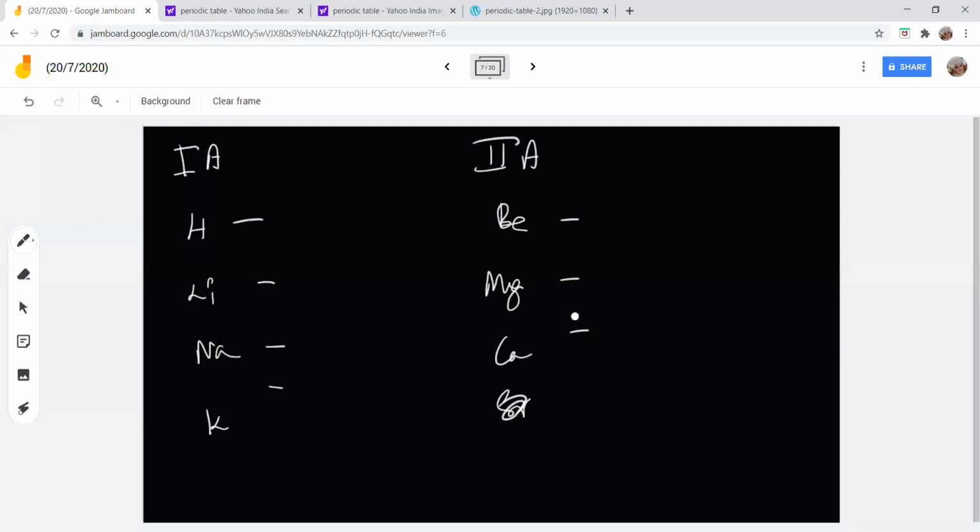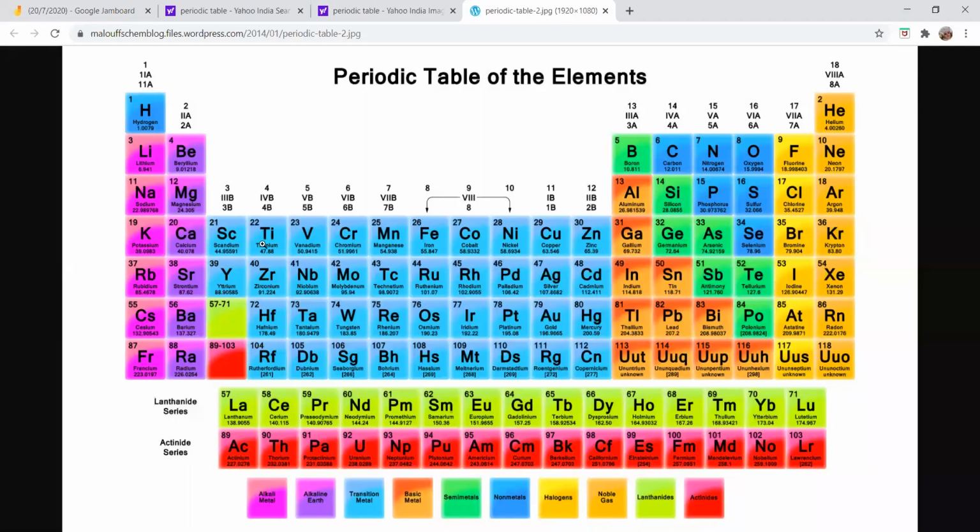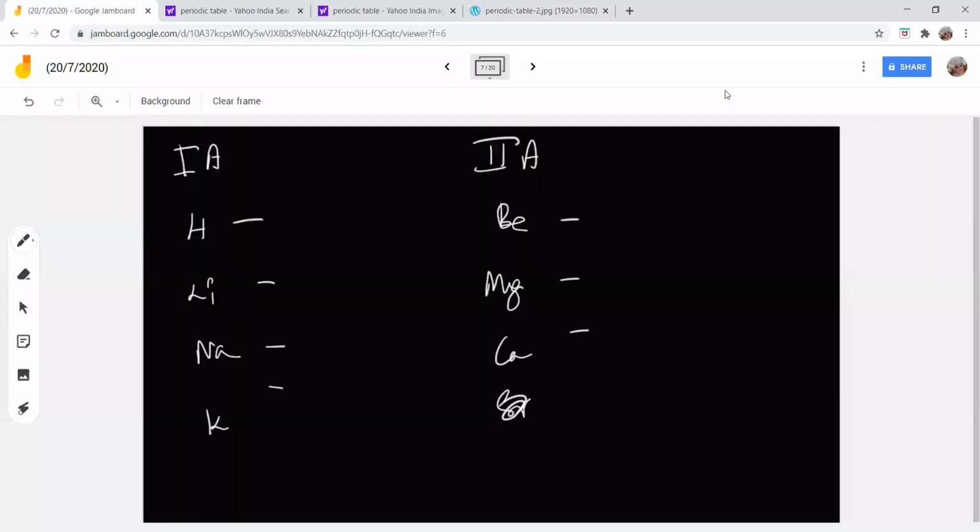You all understand, students? Also, if I take the 3B group, that is the third group, you have scandium, yttrium; write for that. Neglect the two separate rows that are below. Do it for the remaining alone, the ones given in the main periodic table. Understood? Any doubts with this? Students, if you have any doubts, you can raise your hands.